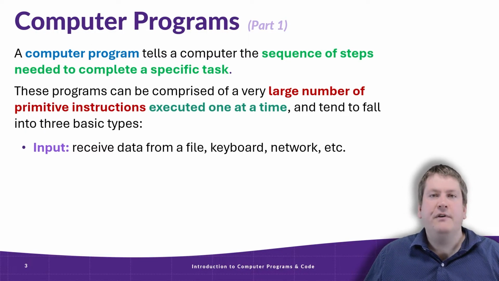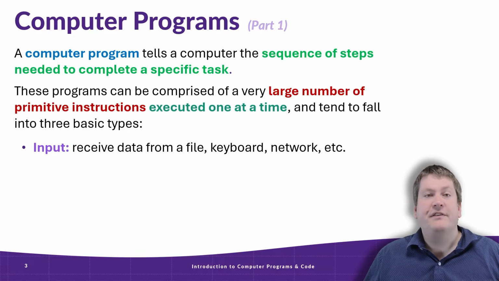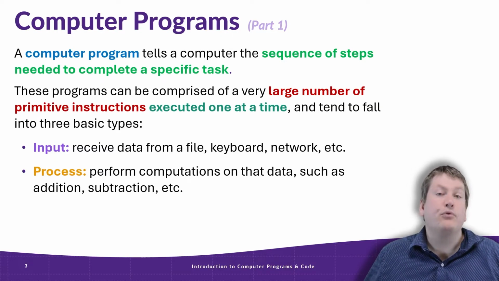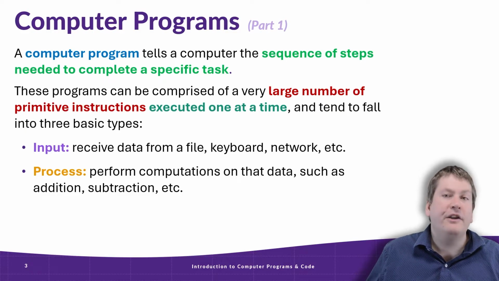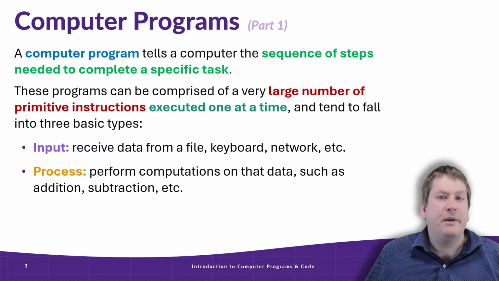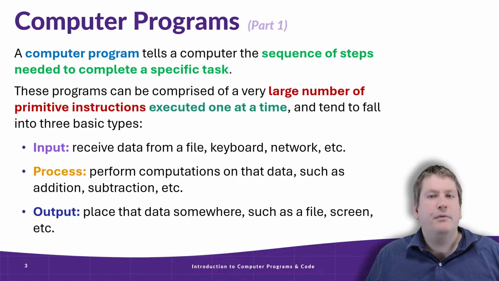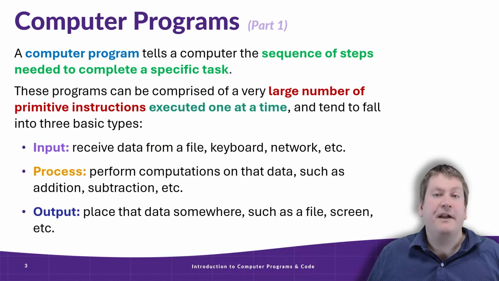And these instructions tend to fall into three basic types. The first is input, where the computer receives data from a source outside the program, such as the keyboard, file, network, touchscreen, webcam, or so on. The next type of instructions are process instructions. These are where some calculation or computation on data is performed. An example might be arithmetic, memory management, string manipulation, and many other possibilities. And the last instruction type is output, where the computer places the data it's processed somewhere outside of the program, such as on the screen, in a file, transmitted over a network, or so on.